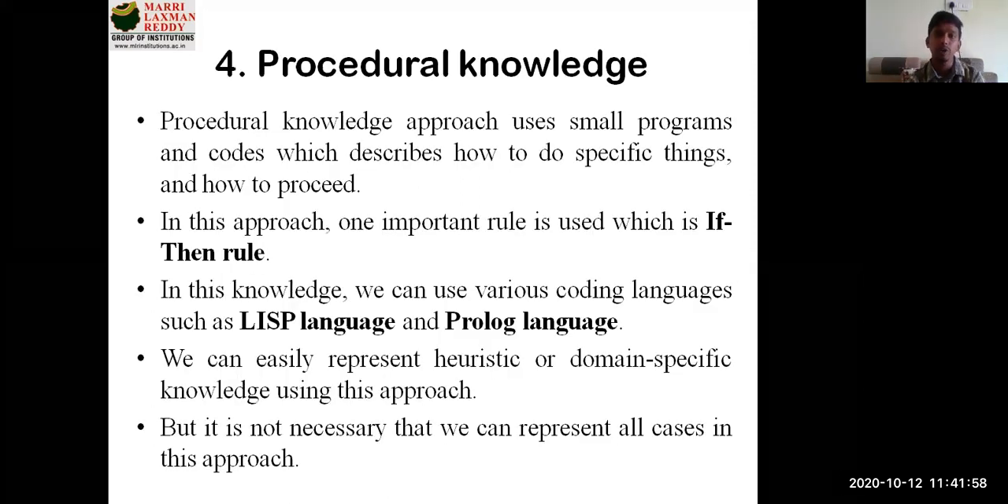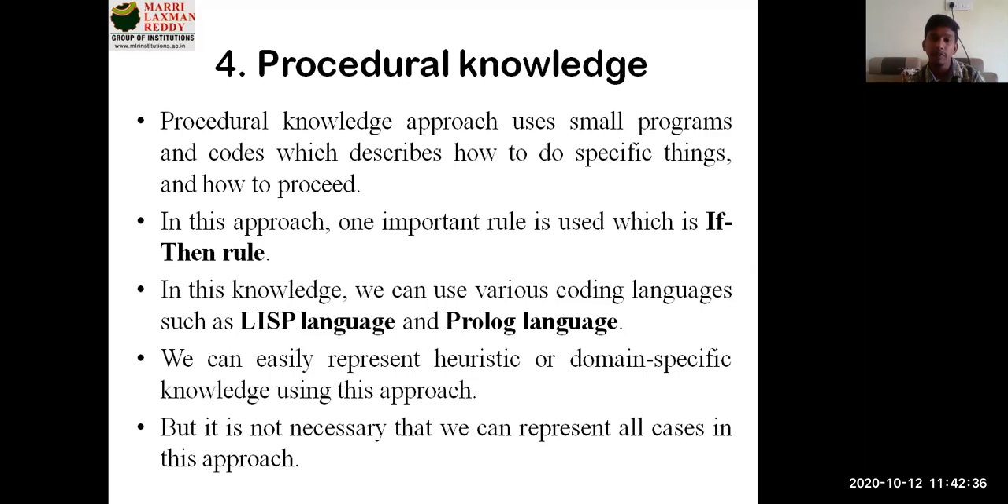And the next important one is procedural knowledge, what we have seen previously with respect to logic programming. While learning logic programming, we came across the important programming language of AI, that is Prolog. In procedural knowledge, one important rule used is the if-then rule. We'll try to see how the if-then rule is applied using programming concepts in procedural knowledge. In procedural knowledge we can use various coding languages such as Lisp, and Prolog can be used.